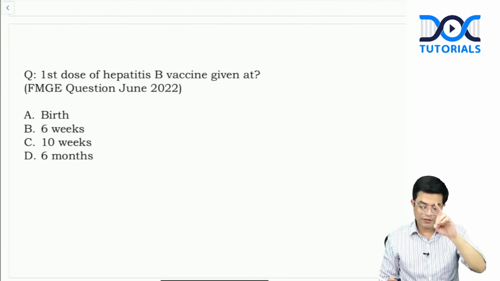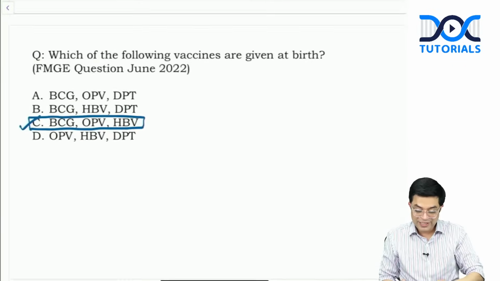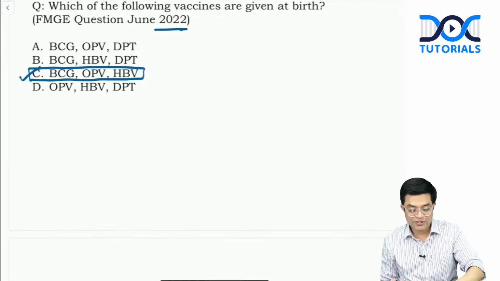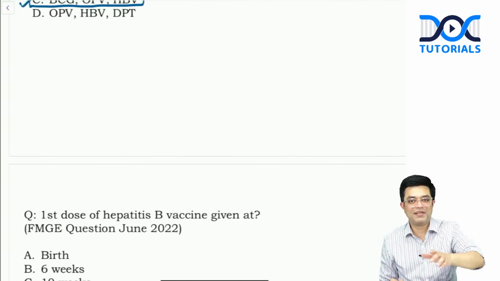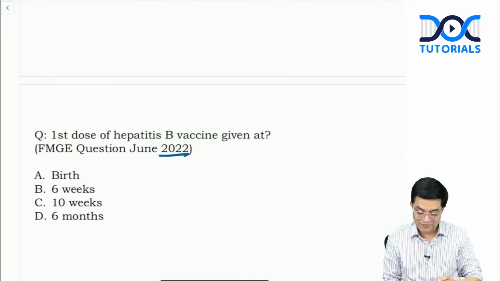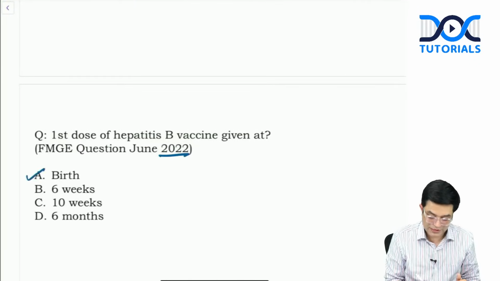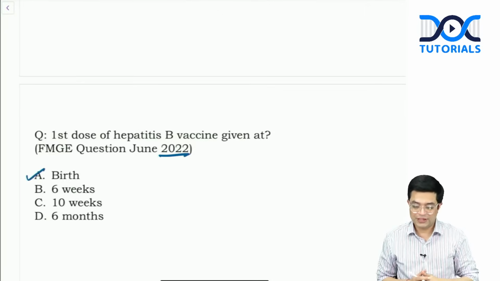फर्स्ट डोज ऑफ हेपेटाइटिस B वैक्सीन अभी पढ़ा हमने. ये देखो, एक ही पेपर में दो क्वेश्चन थे जो एक दूसरे से जुड़े हुए थे, सो वेरी सिमिलर टू ईच अदर. सो जून 22 फर्स्ट डोज कब देते हैं? ऑब्वियसली बर्थ पे देते हैं. सो बर्थ के ऊपर फर्स्ट डोज इज ऑलवेज गिवन.